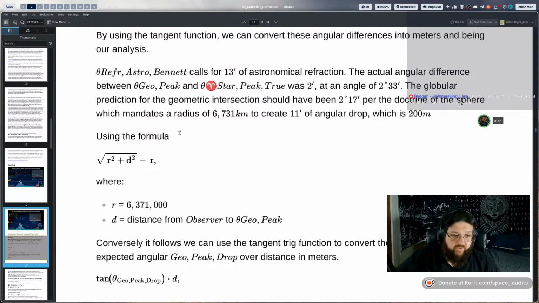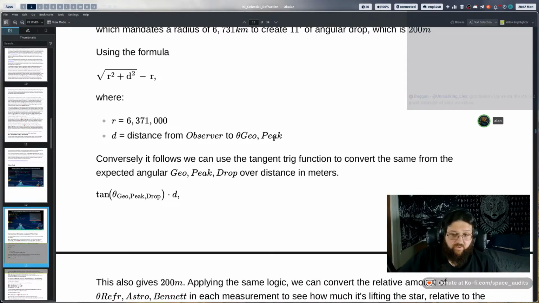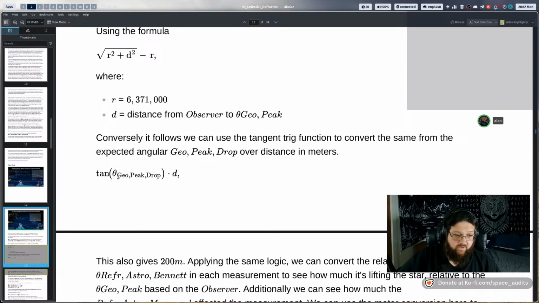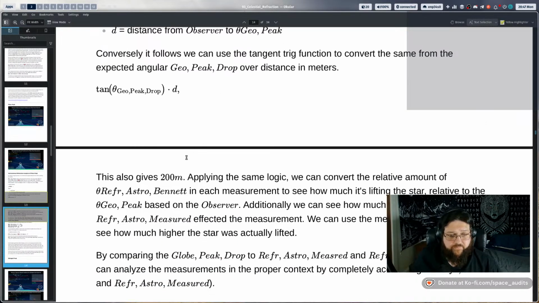When using the formula to predict the drop over distance, you can do the square root of the radius squared plus the distance squared, minus the radius, which will give you 200 meters in drop. And conversely, you can use a tangent function based on the distance and the angle to the peak drop to convert it into meters, which comes out to be 200 as well.